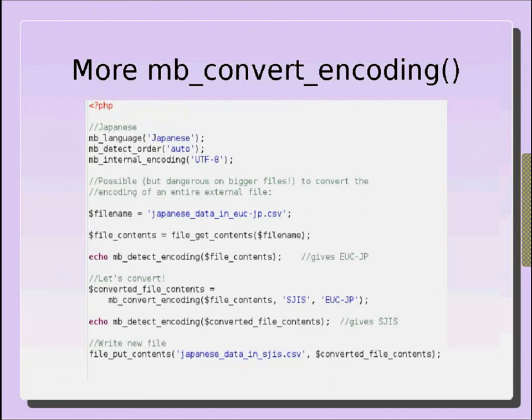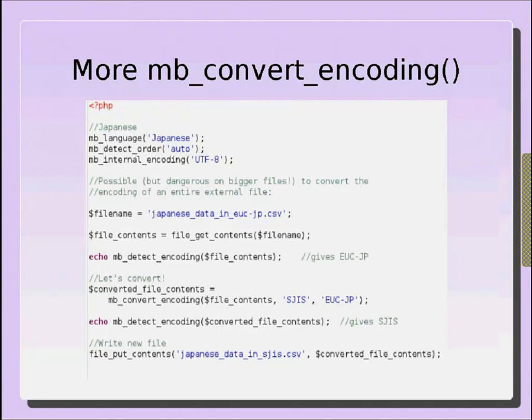You can convert the encoding of an entire external file. In this case, we have a great file name here, Japanese data in eucjp.csv. So we can read that in with file_get_contents, and then just to double check, we can detect the encoding, and it says that yes, it's actually EUCJP.